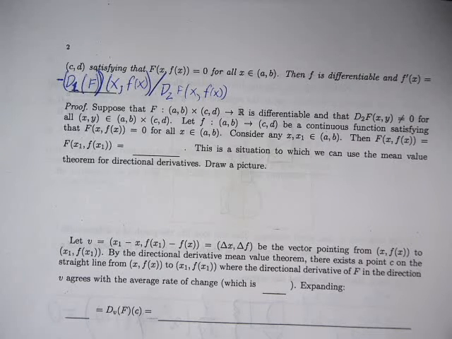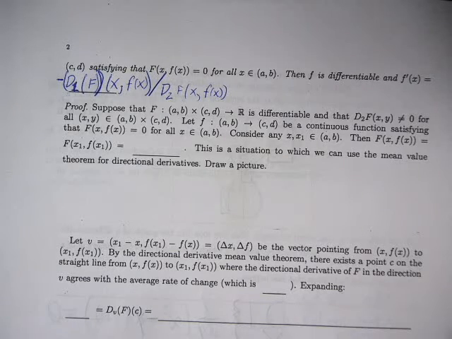Let's try to come up with a proof. The proof will, perhaps unsurprisingly, involve the MVT. Of course, we have three mean value theorems right now. We have the mean value theorem in R1. We have the one-variable-at-a-time mean value theorem. And we have the directional derivative mean value theorem.